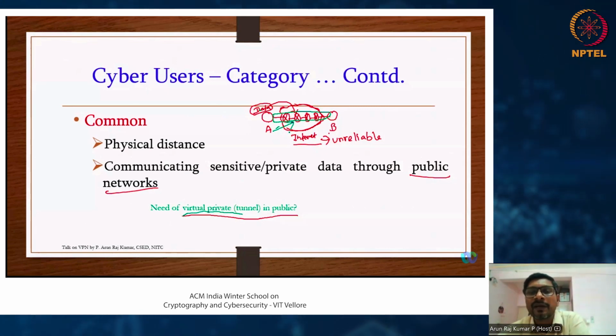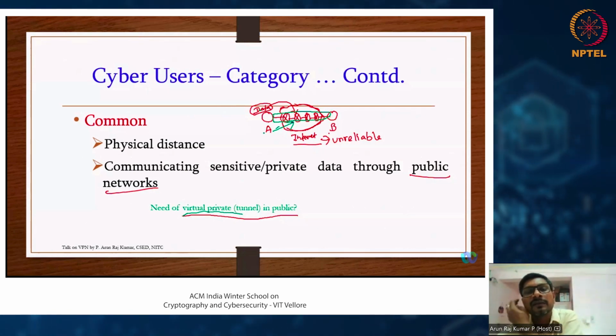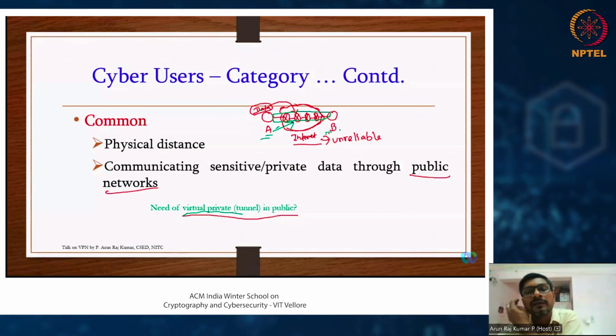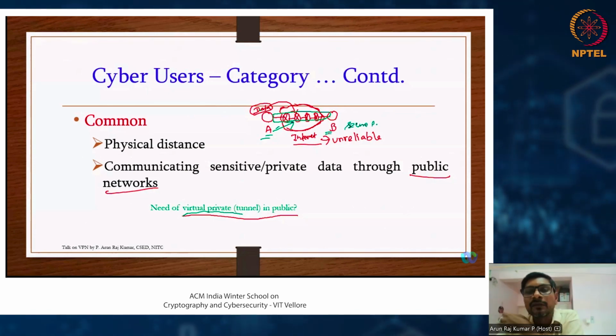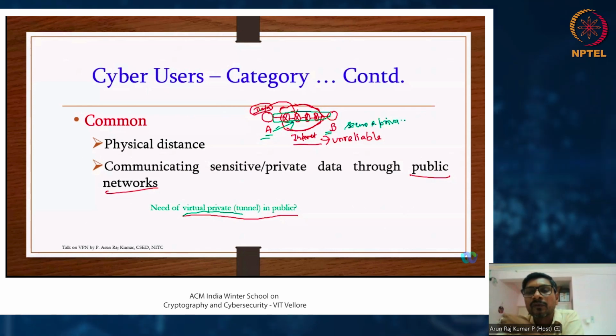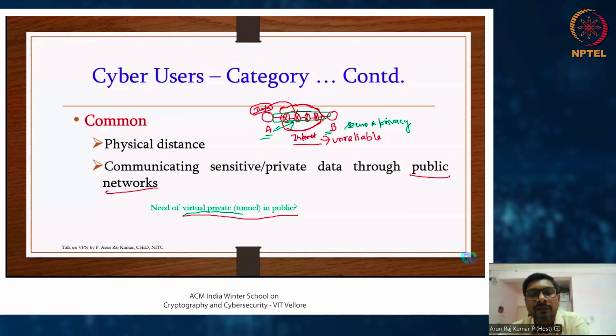So we are trying to create a virtual private network in a public infrastructure network so that the communication between A and B is completely secure and private. Security and privacy are both achieved when you establish a tunnel between A and B. So now we understood the need for a virtual private network in a public infrastructure network, especially for the communication between two entities.